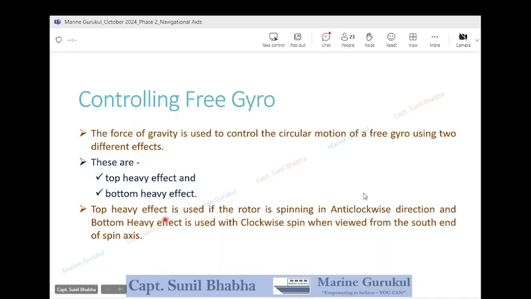The top heavy effect is used if the rotor is spinning in anti-clockwise direction, and the bottom heavy effect is used with clockwise spin of the rotor when viewed from the south end of the spin axis.